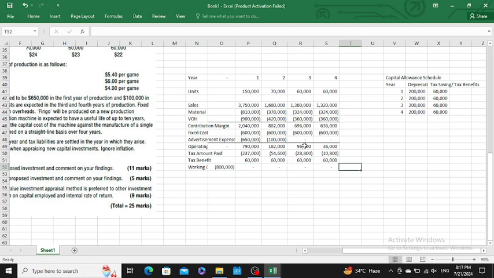Working capital, okay, there is working capital of 8 lakh. Then after adding up all, we would be getting net cash flows. Our net cash flows are rupees 8 lakh for the first year.